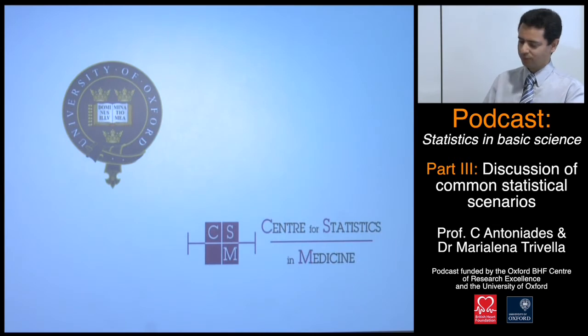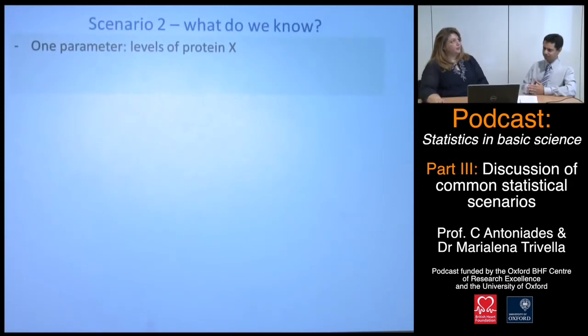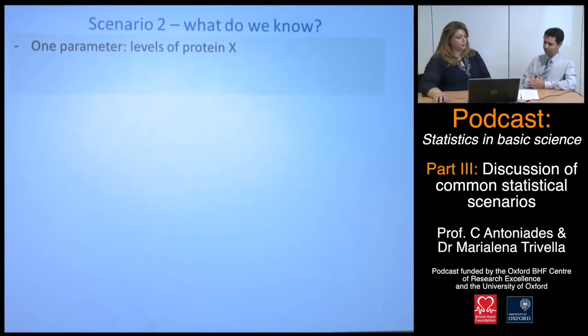Scenario 2. I have a cell culture experiment in which I have 5 wells of cells. I keep one as a control, and I treat the other 4 with an intervention for 24 hours. Then I want to compare the expression level of a protein X, between the different wells. Let's have a look and make a recap of what we know.